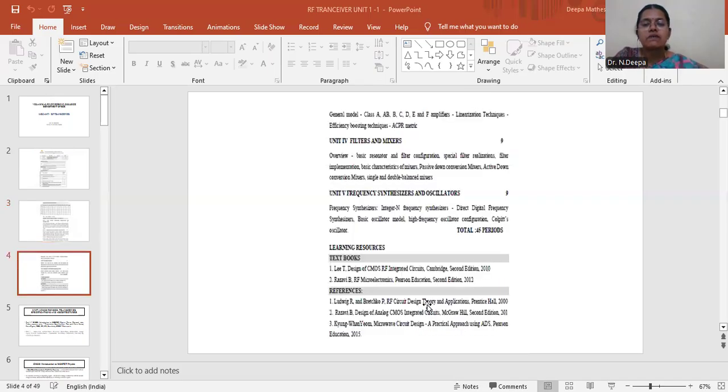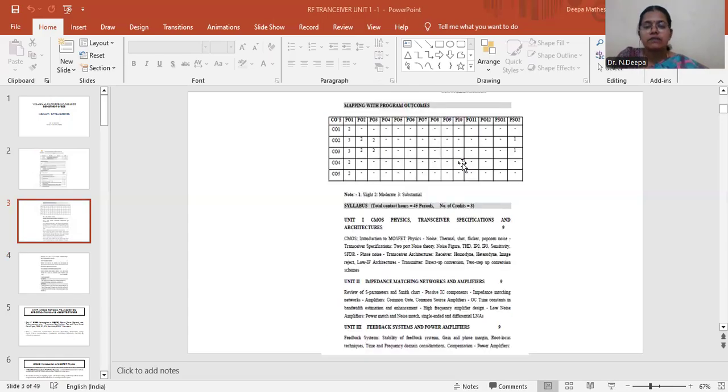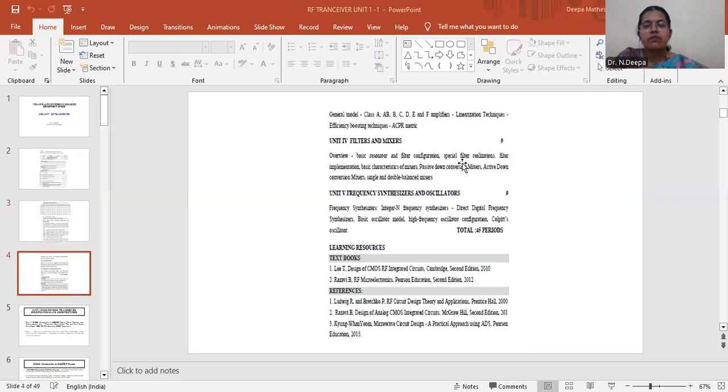There are types of power amplifiers, that is class A, B, C, D, E, and F, and some linear things involved in the feedback systems. And the fourth unit consists of filters and mixers. We can see about the overview of resonators, filters configuration, and basic characteristics of mixers, passive down conversion mixers, active down conversion mixers, and single and double balanced mixers.